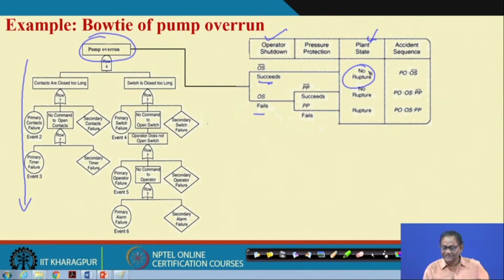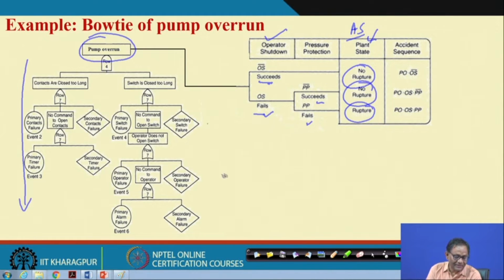What about the other accident scenarios? If the operator shutdown fails, then what will happen? The overpressure will increase, more gas will be fed, and ultimately the relief valve should work. If the relief valve succeeds, there is again no rupture, although there will be a minimum loss of gas. But if the relief valve fails, the rupture will take place.